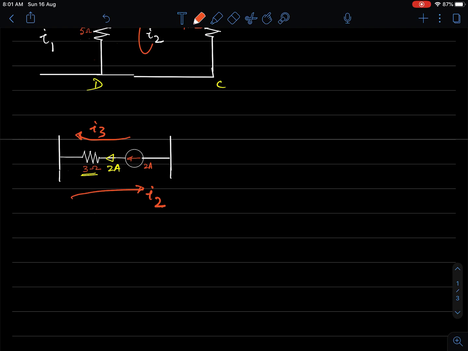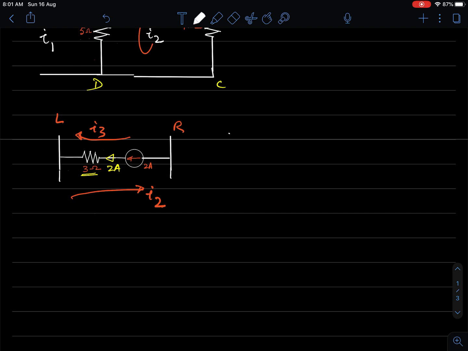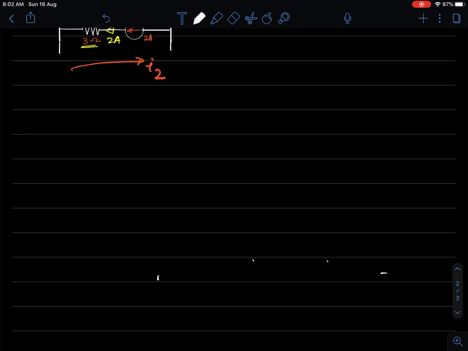If you look at this, 2 ampere is going from right to left. So I have to write an equation for this 2 ampere. That is the current in this branch, which is the difference between the loop currents. So I'll be justified in writing I3 minus I2 equal to 2. I3 is from right to left, I2 is from left to right, and as 2 ampere is from right to left, so I3 minus I2 equal to 2. Alright, this is my third equation. Now 3 equations and 3 unknowns, so you will be able to solve.